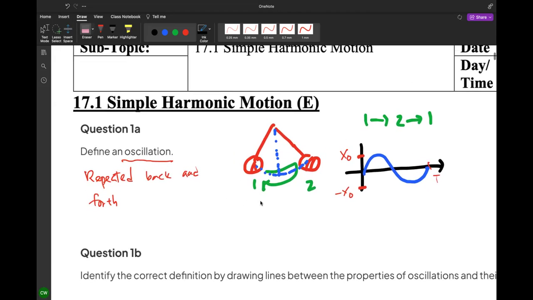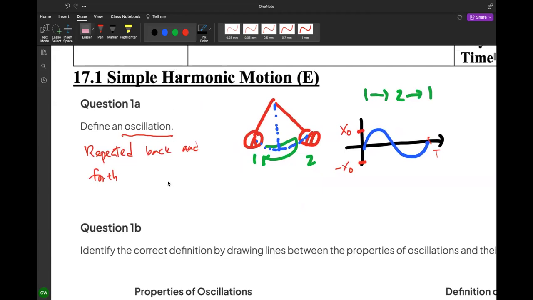Okay, so this one just like that. Repeated motion, to and fro. Okay, movement about the equilibrium position. Equilibrium position is a position at the center.